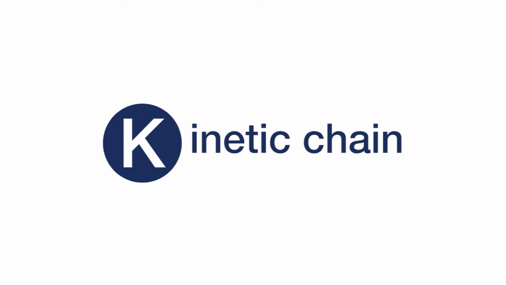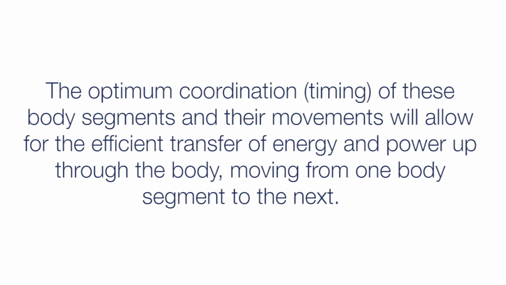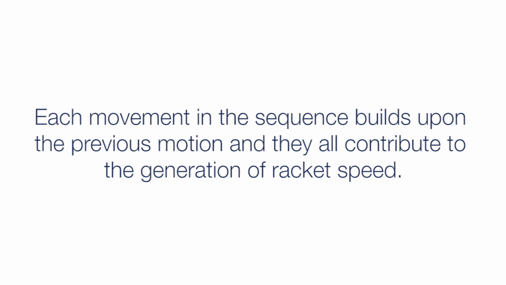Kinetic chain. The parts of the body act as a system of chain links, whereby the energy or force generated by one link or part of the body can be transferred successfully to the next link. The optimum coordination or timing of these body segments and their movements will allow for the efficient transfer of energy and power up through the body, moving from one body segment to the next. Each movement in the sequence builds upon the previous motion, and they all contribute to the generation of racket speed.